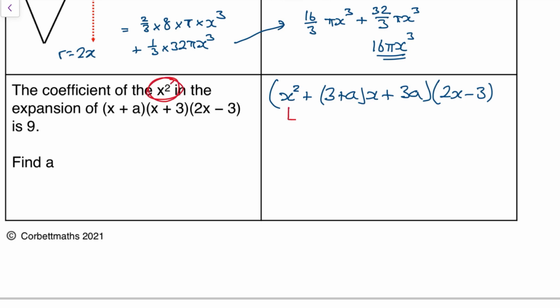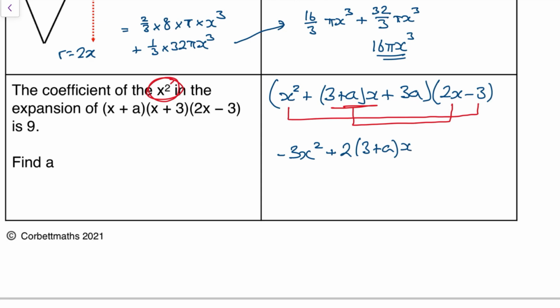Well, I'm going to multiply that by the constant, which is going to give me minus 3x squared. And then I'm going to multiply this one here by the x, because that will give me an x squared. So I'm going to add on 2 lots of 3 plus ax. And that's going to give me x squared. And that's going to give me 9x squared. This is a good question.